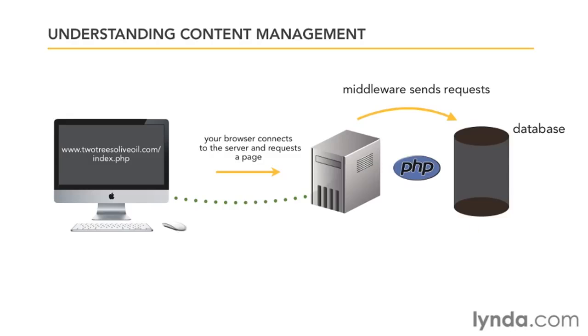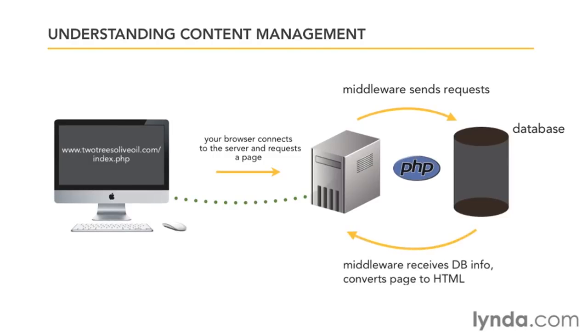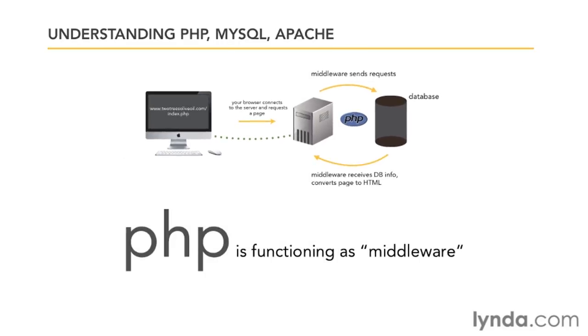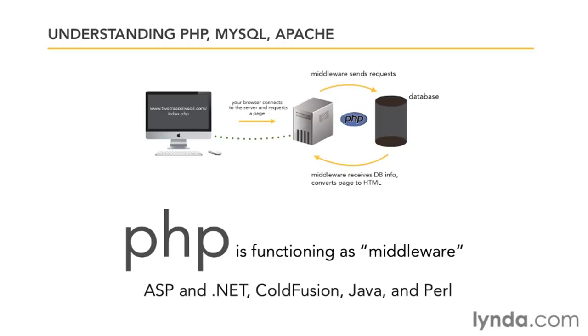PHP looks at the document and determines that some information needs to be pulled from the database and then processed. PHP is functioning as middleware in this way. This means that PHP mediates the discussion between the web server and the database. The server and the database can't talk to each other directly. They need a translator that can understand server speak and database speak. Other examples of programming languages used in this role include ASP, .NET, Cold Fusion, Java, and Perl.